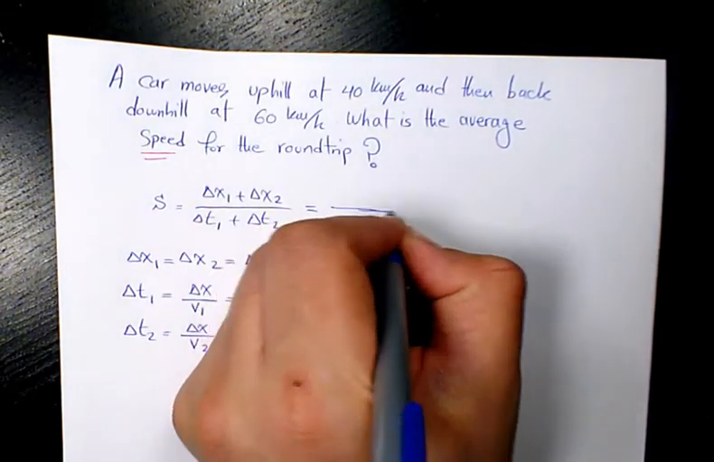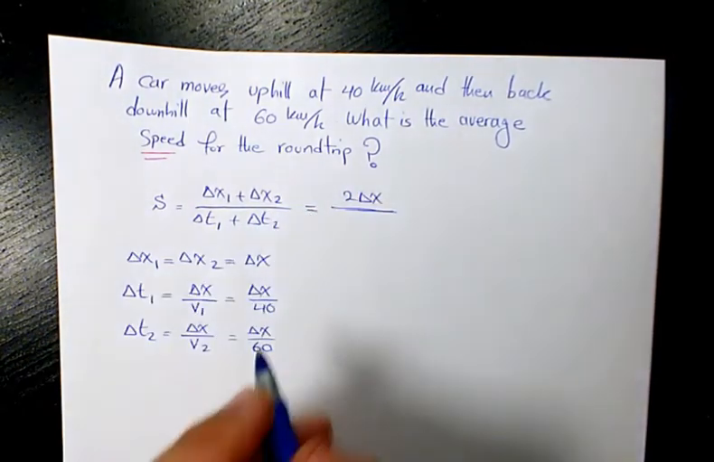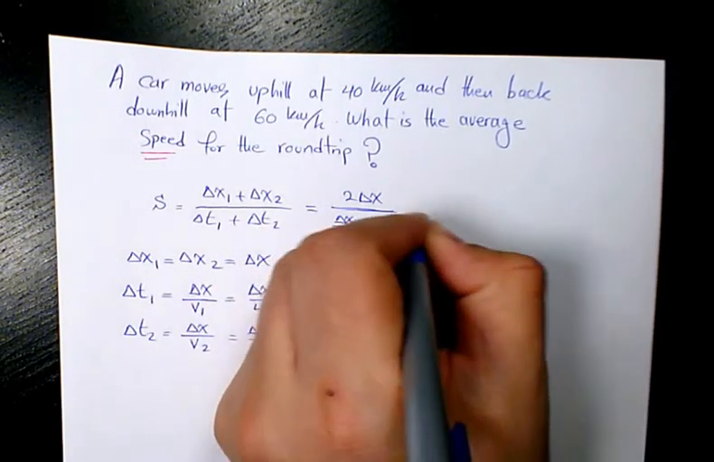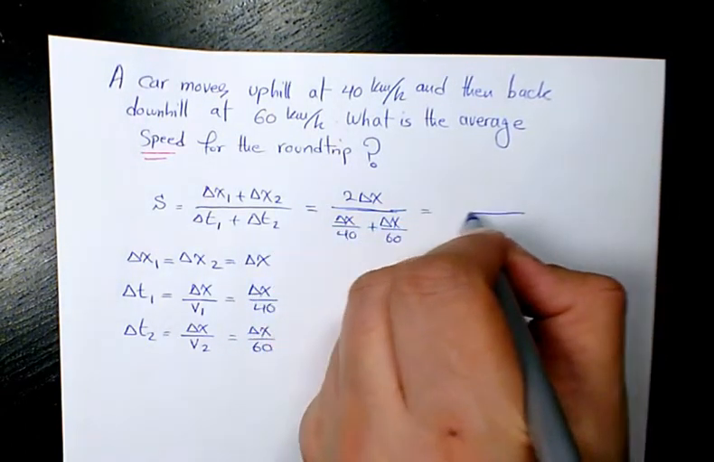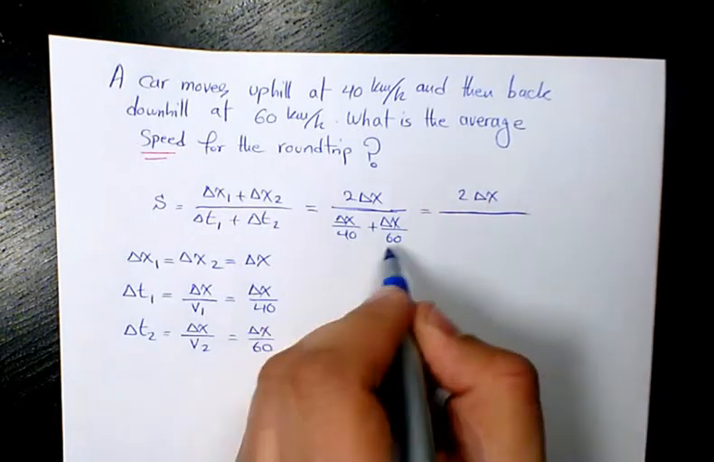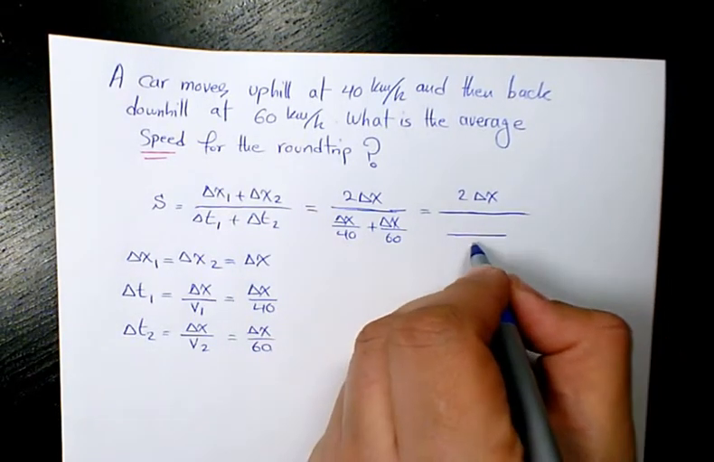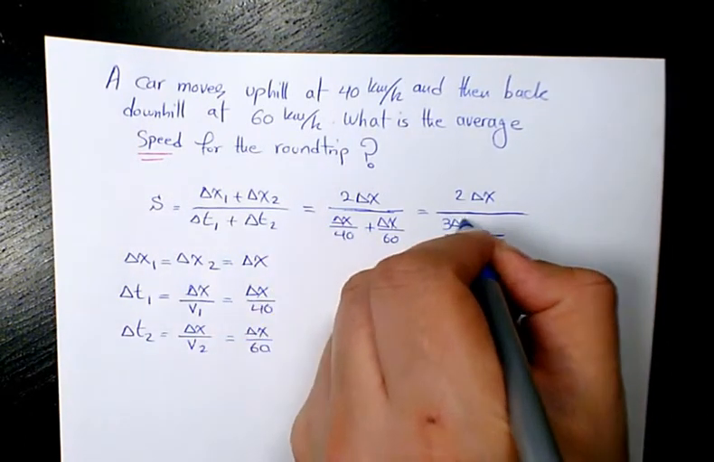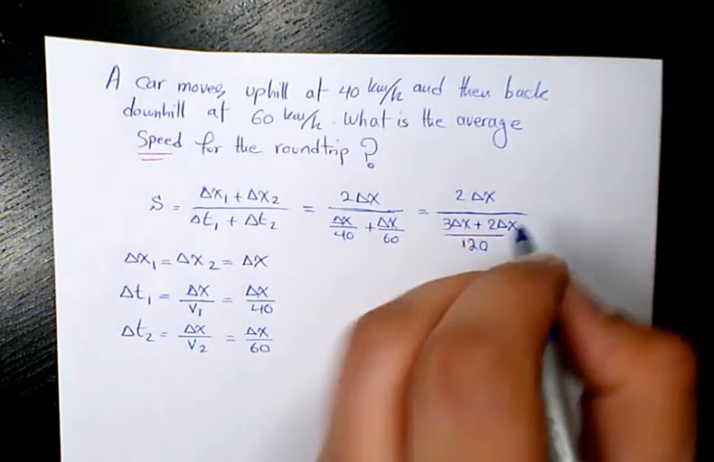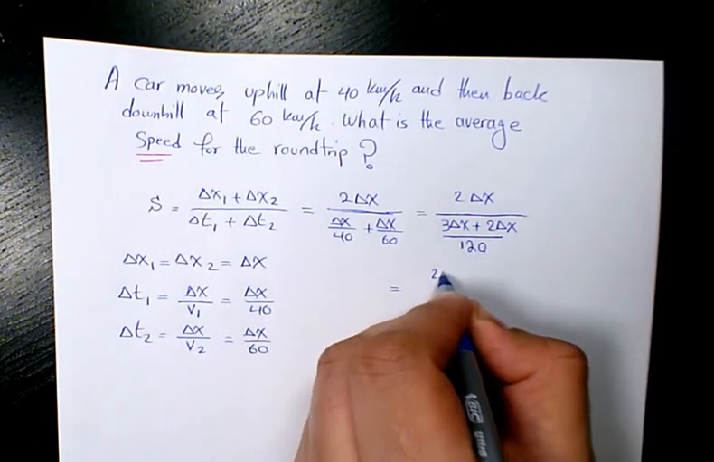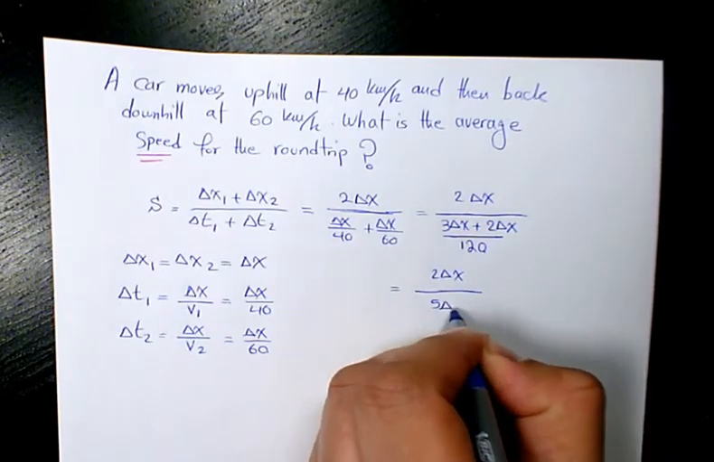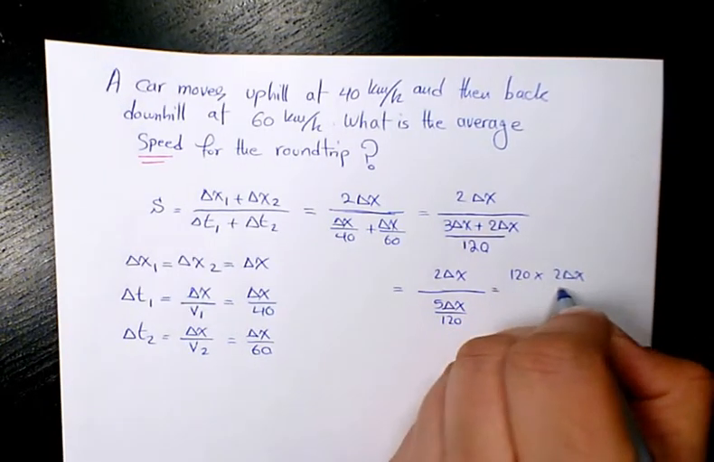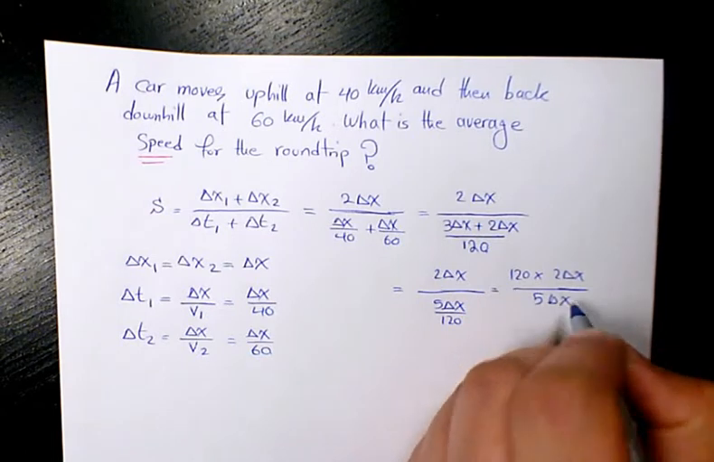So we have 2 delta x because we're adding. And here we have delta x over 40 plus delta x over 60. We do a common denominator for solving this. You can say 120 times 3. Here we have 3 delta x plus 2 delta x. That's going to be 2 delta x over 5 delta x over 120. That's going to be 120 times 2 delta x divided by 5 delta x.